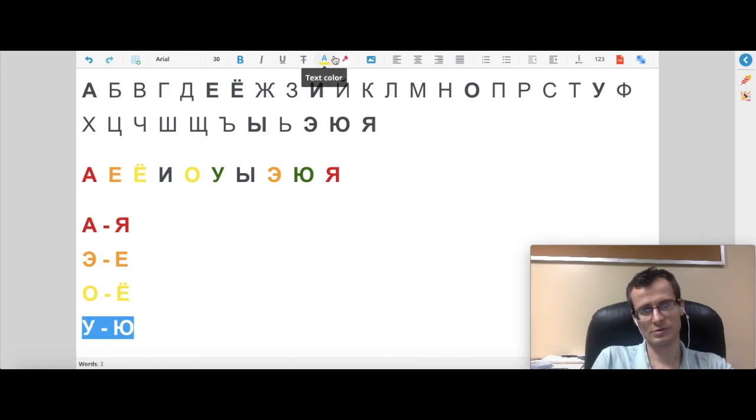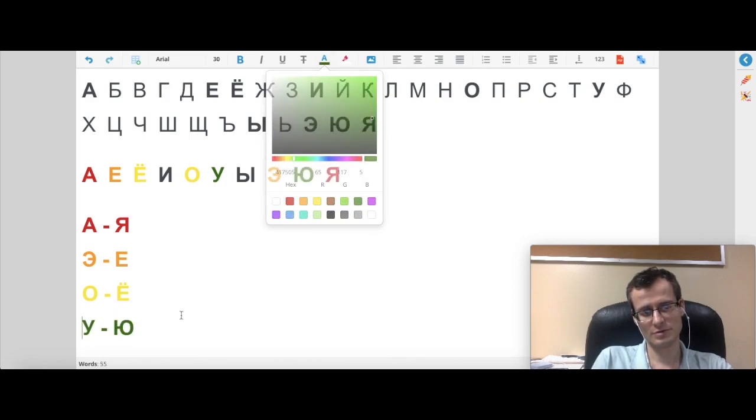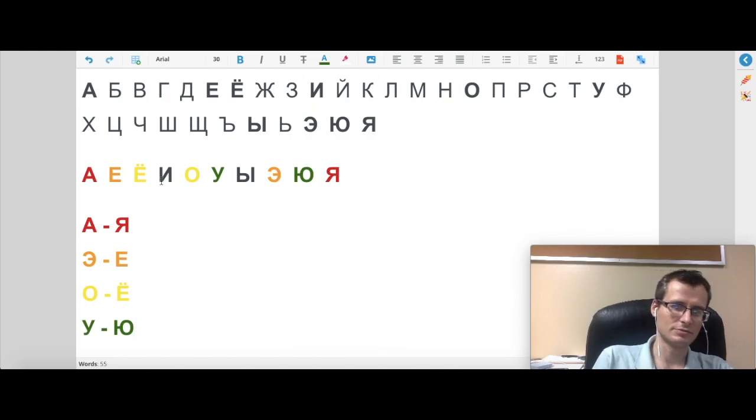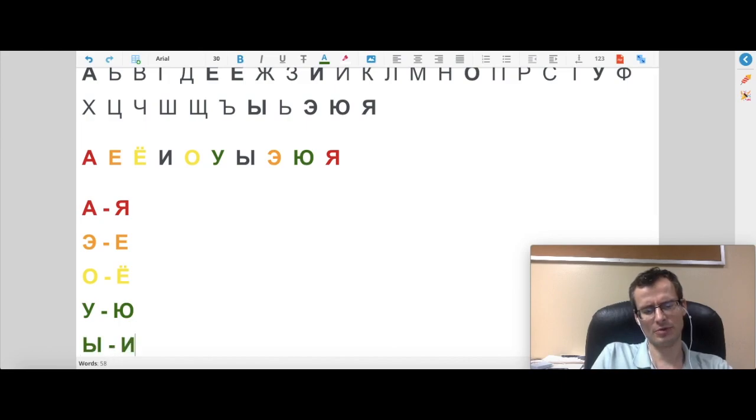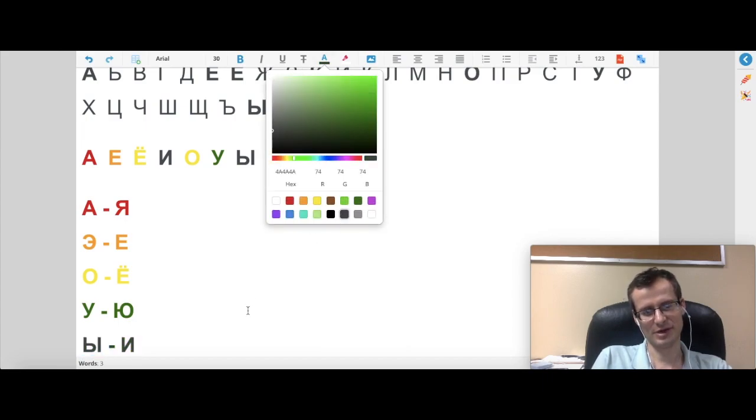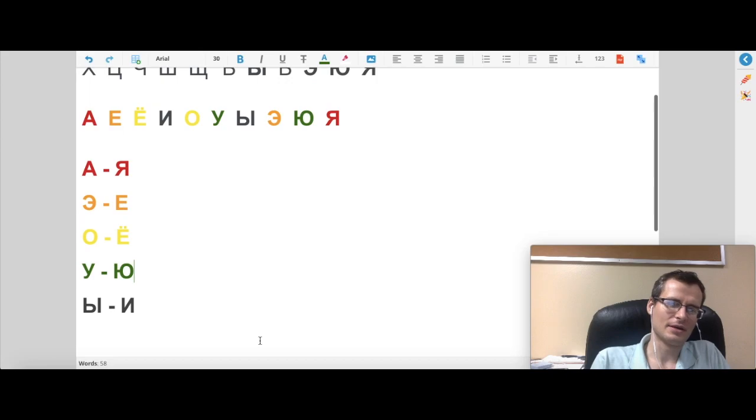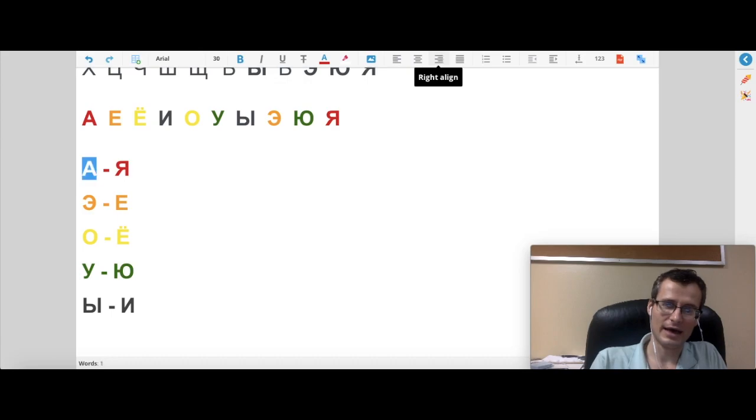So here we go. And lastly, we can leave them this original color. E rhymes with ui. And let me tell you, they don't really make up a perfect pair, but for lack of better alternatives, we're going to pair them up. Okay, so ya, yeah, yo, you, and e.